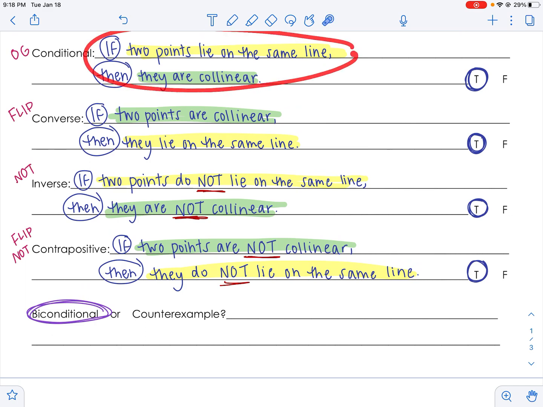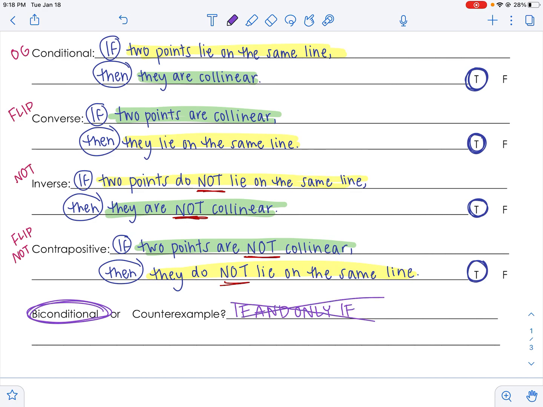So what I'm going to do is I can take my conditional statement, and all I'm going to do is replace the if with if and only if. Now, a biconditional is a good definition. I can replace that if with if and only if because it works in all cases. So, if and only if. And if you don't want to write all that out, then guess what? You can just write IFF. So, if and only if 2 points lie on the same line, then they are collinear.